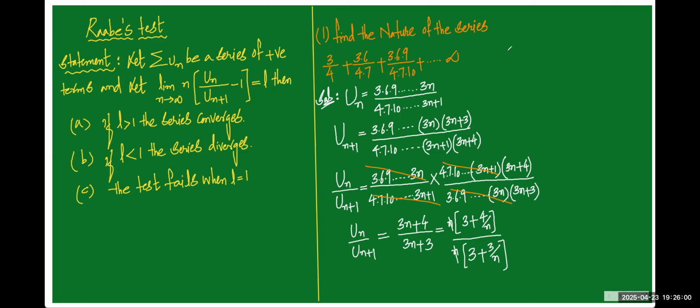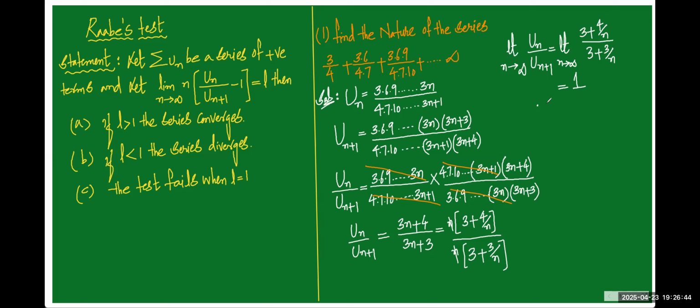Now apply the limit. Limit n tending to infinity, un by un plus 1 value is equal to limit n tending to infinity, 3 plus 4 by n over the denominator 3 plus 3 by n. So once we apply the limit, what answer are we getting? Can you tell me that? We are getting the answer 1, because 4 by n is 0, 3 by n is 0, and 3 by 3 is 1. Correct?